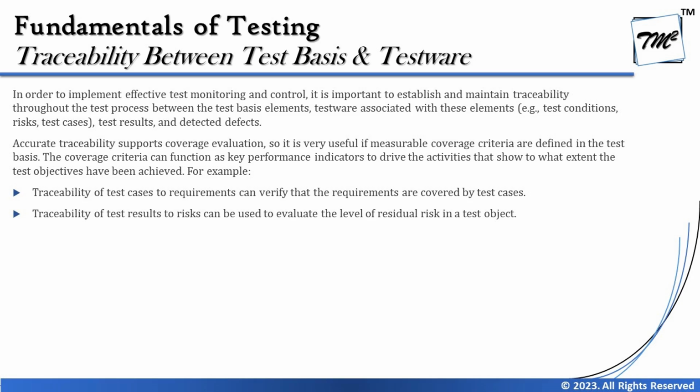The examples included here are, basically, that traceability of the test cases to requirements can verify that the requirements are covered by the test cases, which we call the RTM, requirement traceability matrix. And the second is that traceability of test results to risk can be used to evaluate the level of residual risk in the test object. Given that we are not talking about risk in detail yet, we can just say that test results help us determine if the risk has been mitigated, or at least the level of risk has been reduced from high to low or high to medium.